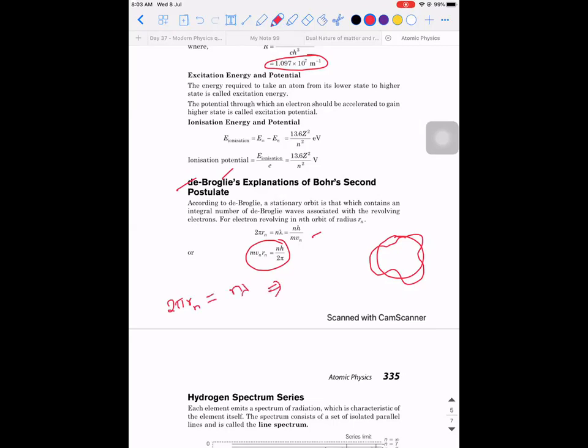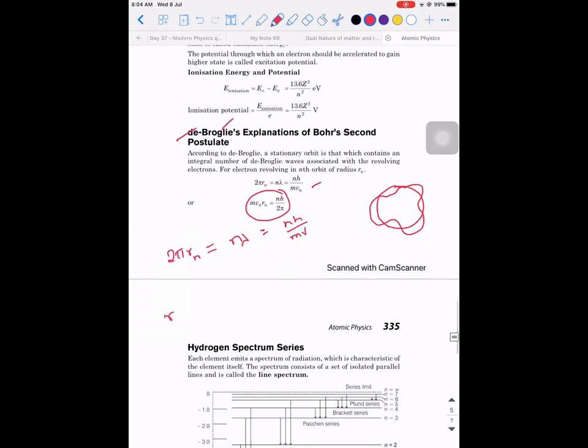Which implies 2 pi r n equals n into lambda, but lambda according to de Broglie is h by mv. So if you rearrange the equation, mv into rn is equal to nh by 2 pi. This is Bohr's quantization condition.